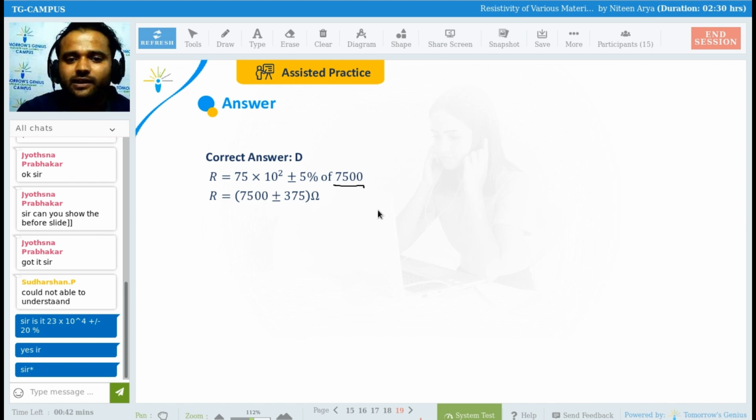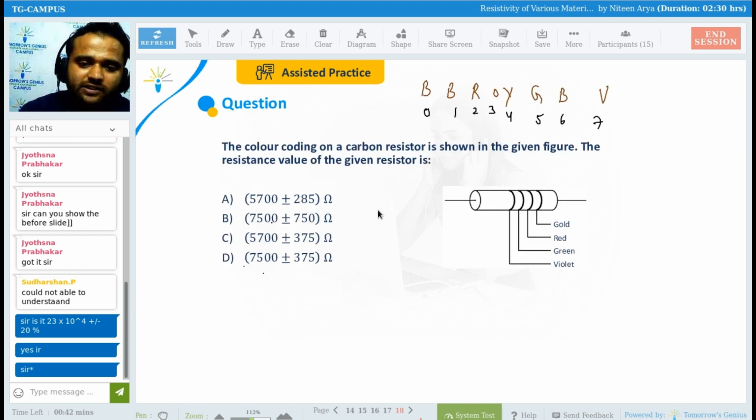Okay, how can you write the plus minus thing in this way? This is the way. 5% of whatever the resistance you get. So either it is D, or it is B. It is dependent on these three things first, and then you find the percentage, and then plus minus. Is this clear? So the resistance could be 7.5 kilo-ohm plus minus 375, either plus or minus, not 750. Okay, is this clear everyone? How is it D?